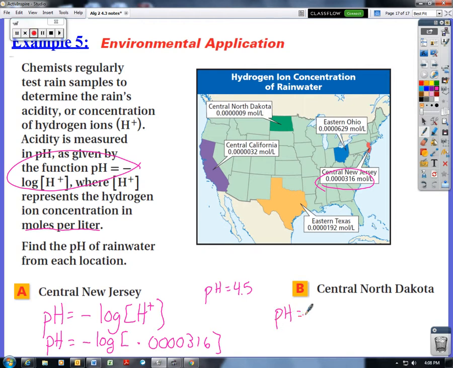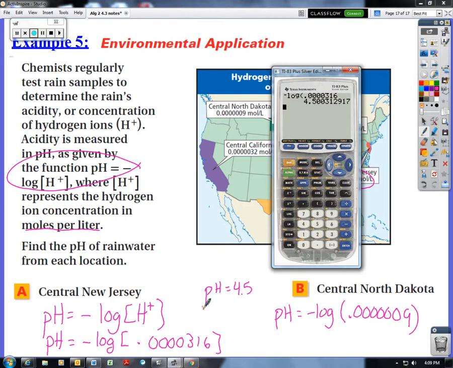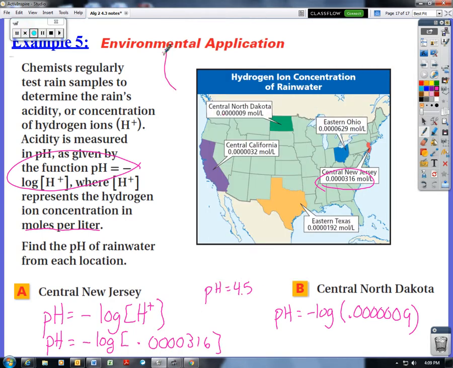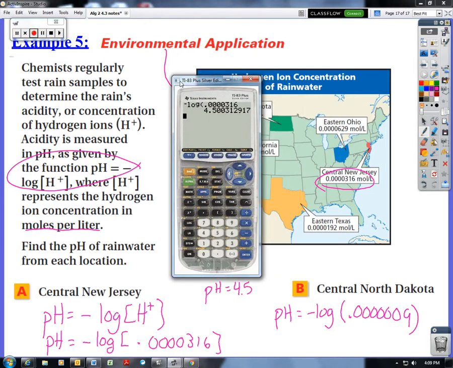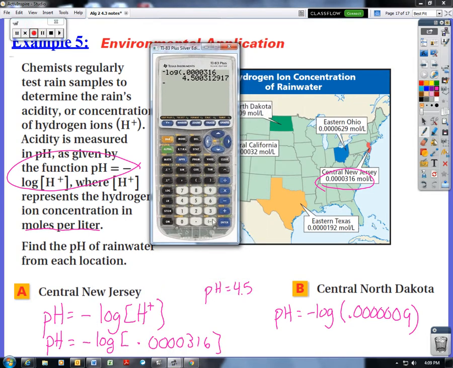Okay, pH is negative log of North Dakota. Point. 1, 2, 3, 4, 5, 6. 6 zeros. Then a 9. Calculator. Okay, I'll get this out of the way so you can see things. Negative log of point. How many did I say there were? 6? 1, 2, 3, 4, 5, 6, and then a 9. Enter, and we get a pH of 6.